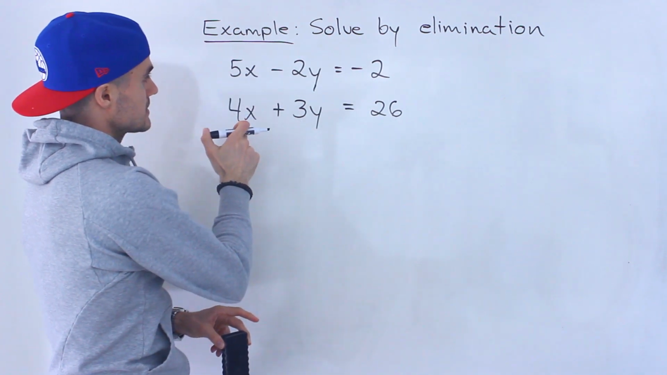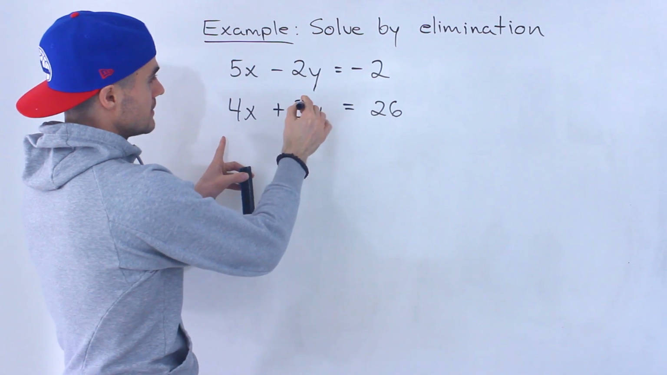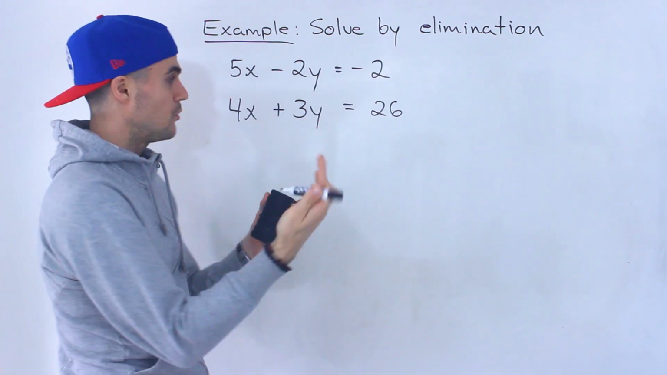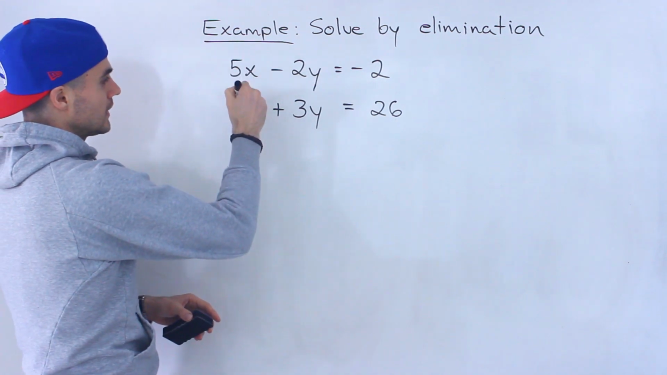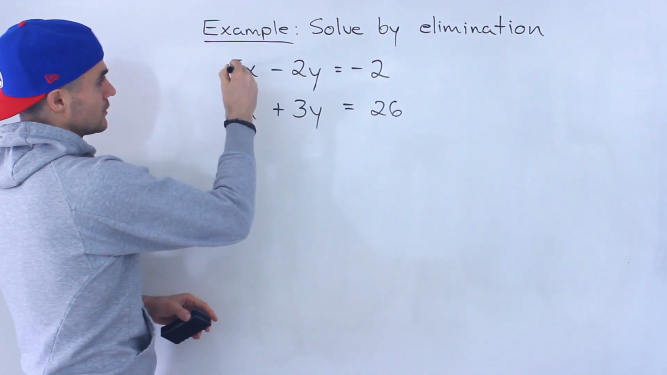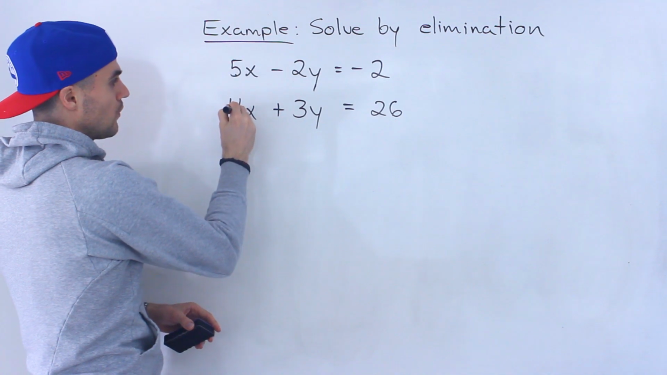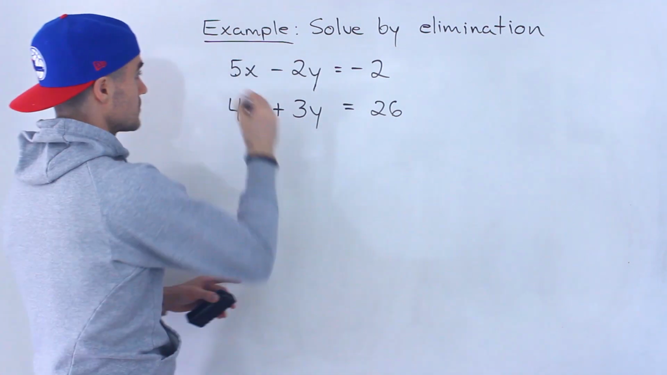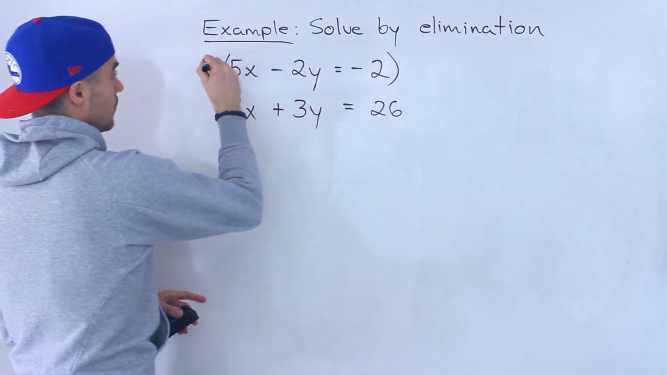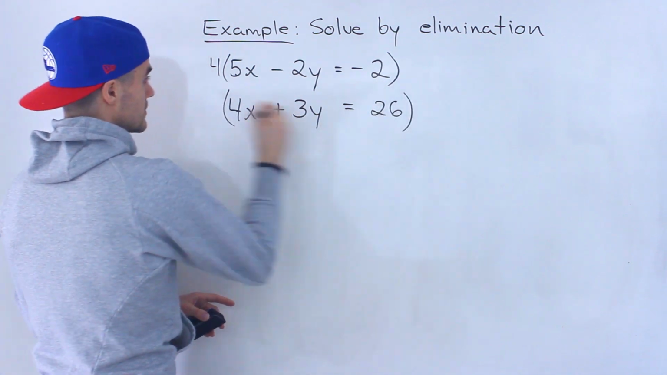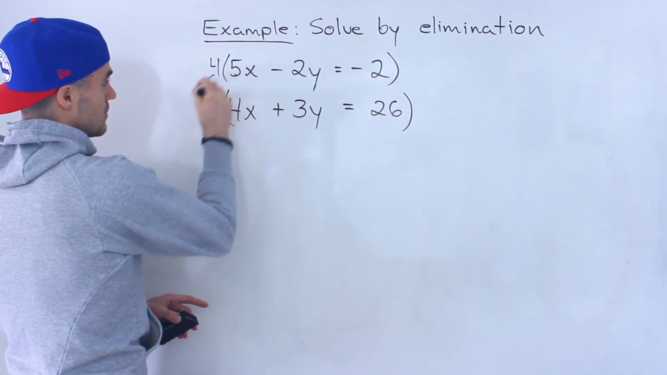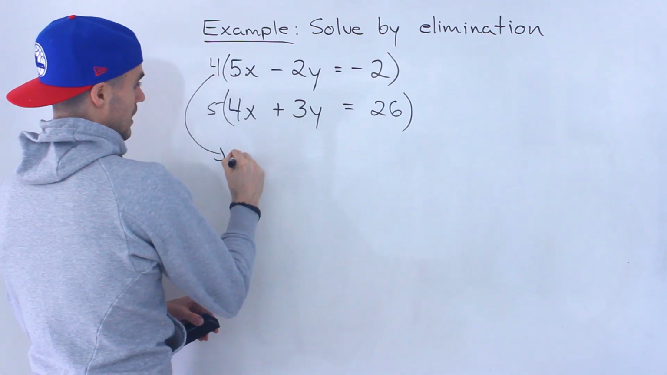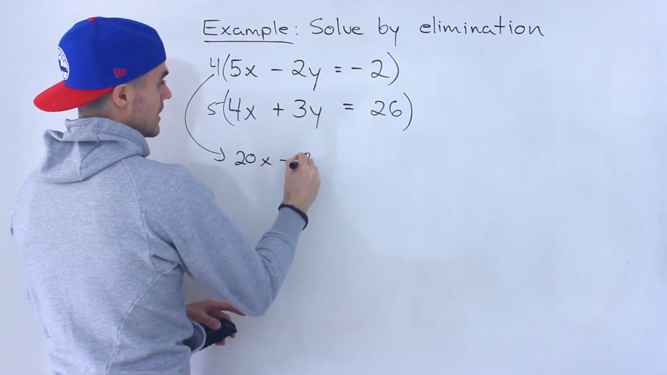And in this case, notice that we're going to have to multiply both of the lines by something to get a lowest common multiple. So I'm going to get rid of the x's. The lowest common multiple between 5 and 4 is 20. So what I've got to do is multiply this whole line by 4, and this whole line by 5, in order to get 20 for both of these. So over here, I'll have 20x minus 8y, right?